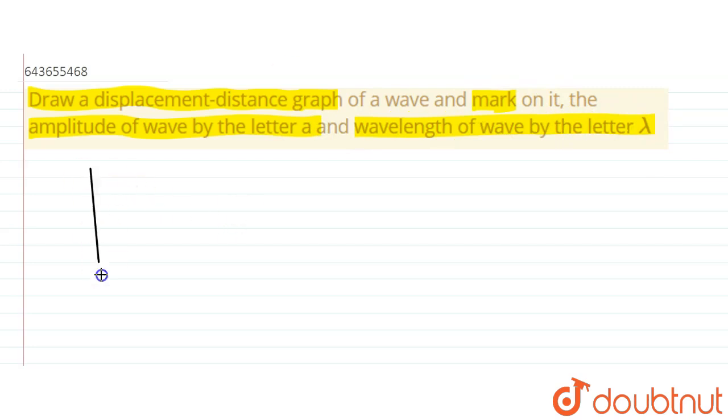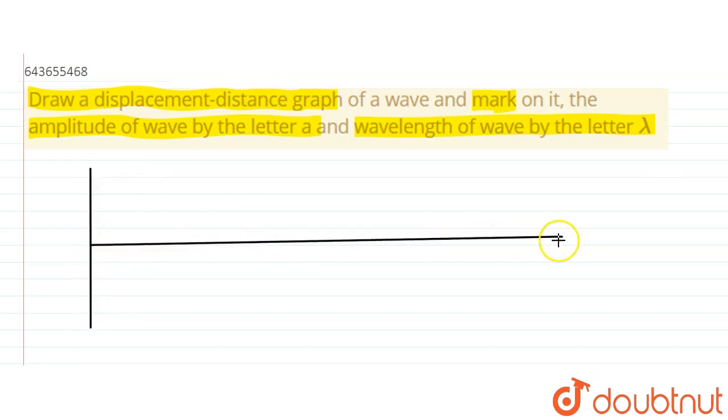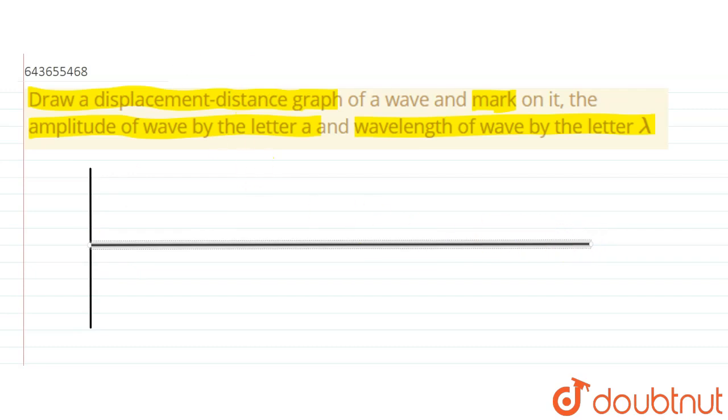So first of all, this is the vertical axis and that is the horizontal axis, right? So now we can say that, let's say this represents displacement. How much is it displaced? And this represents distance.